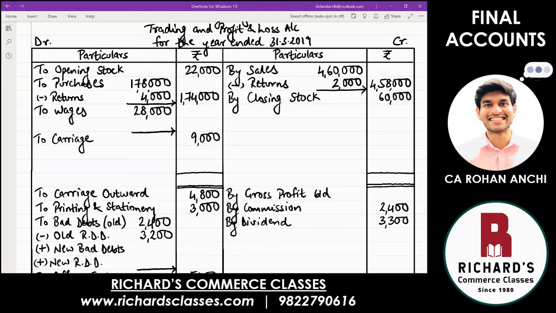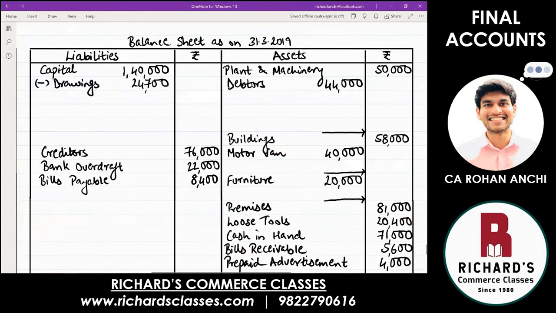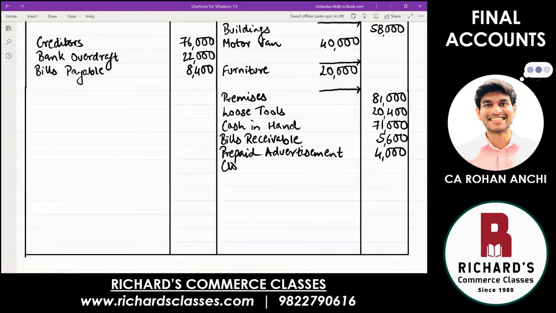It is your asset because stock which you could not sell this year, you will sell next year and earn money next year. Any money to be received in future is an asset. So closing stock, second effect on the asset side. Closing stock, 60,000. Okay, two effects are done. Let's move to the next.